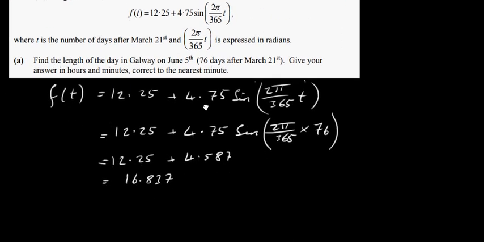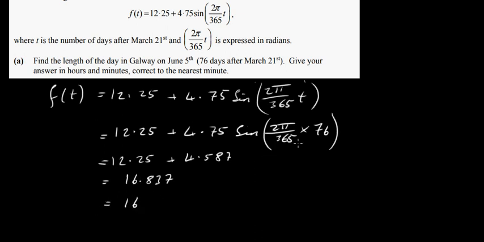So you want your answer in hours and minutes. So in this case it's going to be 16 hours, and then you've got 0.837 of an hour, I should say. Well, there are 60 minutes in an hour, so you've got to multiply this by 60, and to the nearest minute, that's 50 minutes. And that's it, really.